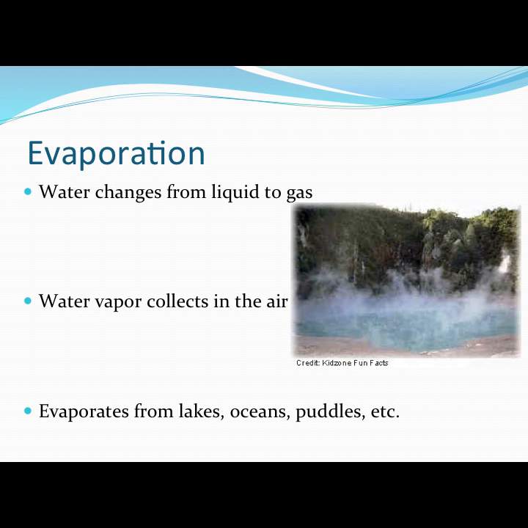The water cycle begins with evaporation. Evaporation is when water from lakes, oceans, rivers, puddles, and any other pool of water is heated up by the sun and changes into a gas state. This gas is called water vapor, and it collects in the air.